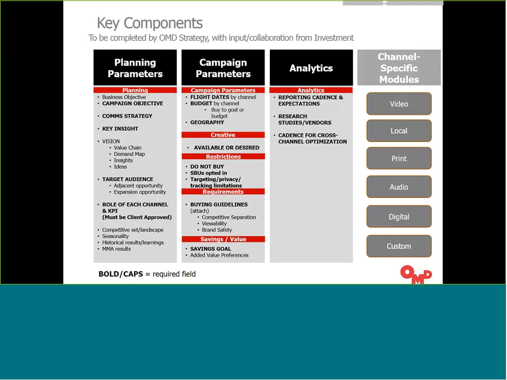There's also a section in terms of analytics and reporting, such as the cadence for dashboards and reporting, as well as research study requirements or preferred vendors, and the cadence for cross-channel optimization. There's also tabs for specific channels such as video, local broadcast, print, digital, et cetera. And these are some additional questions and inputs that those investment teams need to really provide great programs for the client. So again, you only need to fill out those tabs if you're using those channels.